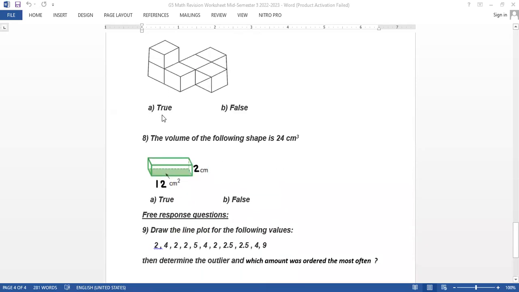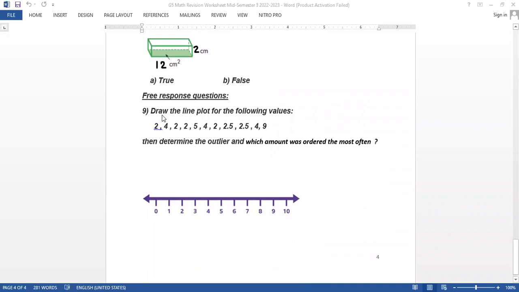Next question. Draw the line plot for the given values. Then determine the outlier and which amount was ordered the most often. Here we need to see the repetition of each value. So I start with 2, which is the least value. 1, 2, 3, 4. It was repeated 4 times at 2. So I put 4 x's on the 2, or 4 dots.